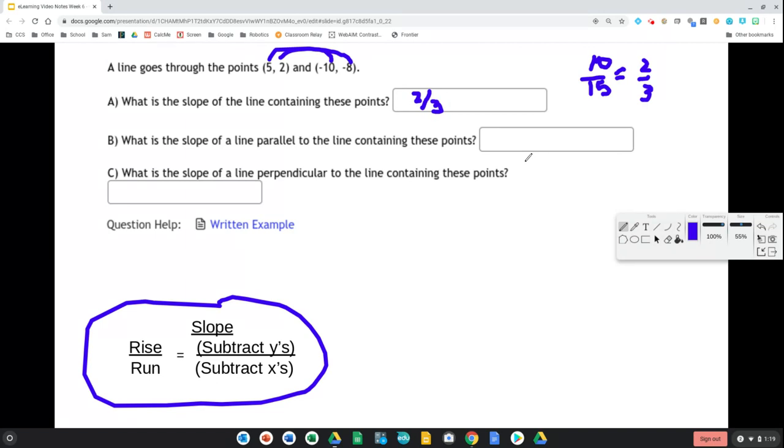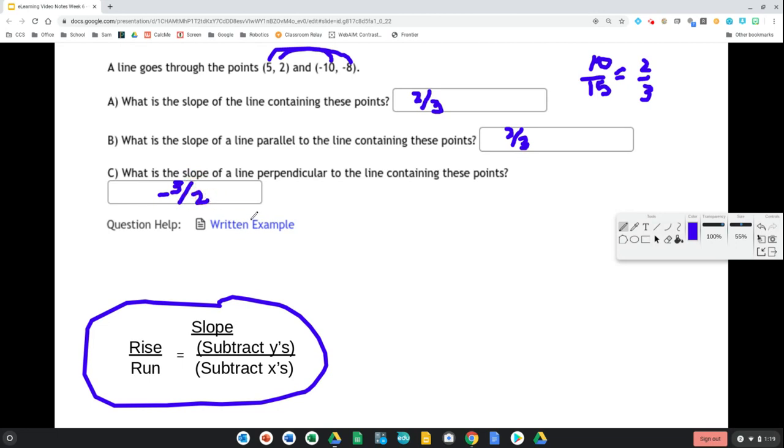What would the slope be if it was parallel? Remember, parallel is the same, so it's still going to be 2/3. And what would the slope be if it's perpendicular? Remember, 2 things for perpendicular. You have to change the sign. First of all, we're going to make it negative because it started off as positive. And then we're going to flip it over. So instead of 2/3, we're going to make it 3/2.